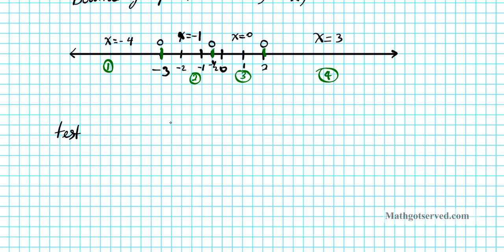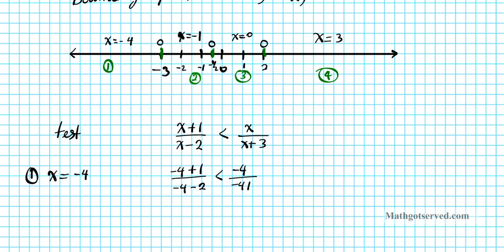Alright, now we're going to go ahead and do the test. What we're doing is we're putting this test candidate for each interval into the original inequality, x plus 1 over x minus 2 is less than x over x plus 3. Now the first one, interval 1, we're testing x equals -4. So let's plug it in here. The question is -4 plus 1 over -4 minus 2, is it less than -4 over -4 plus 3?